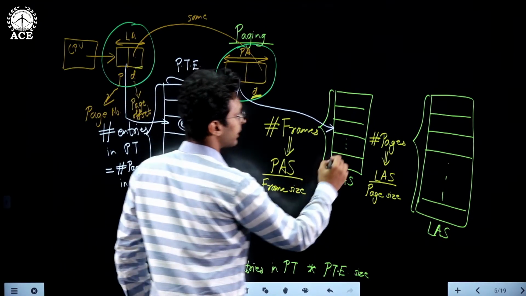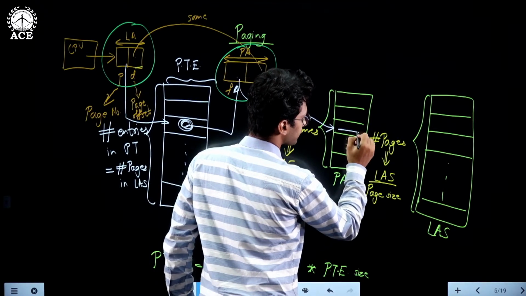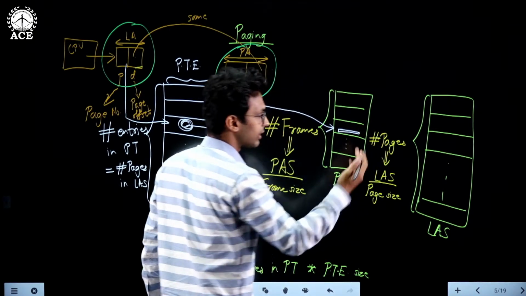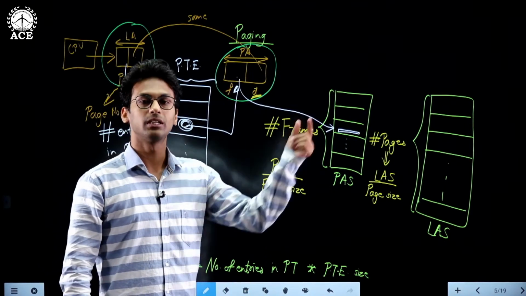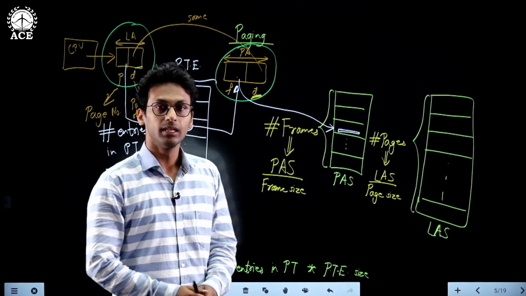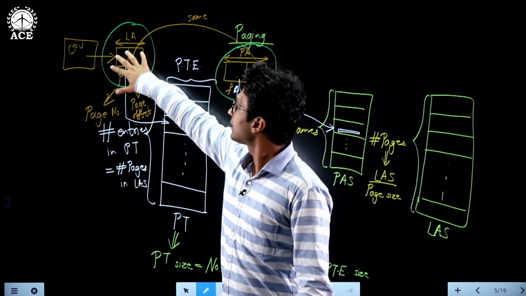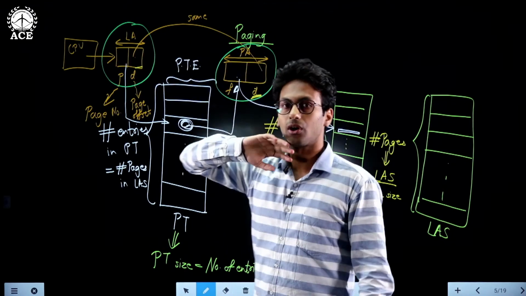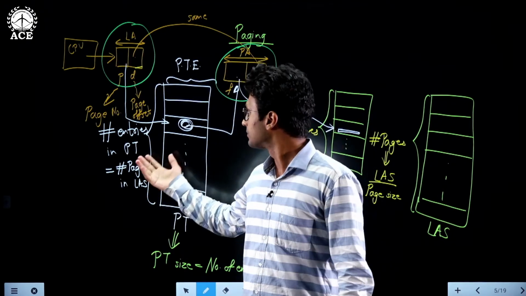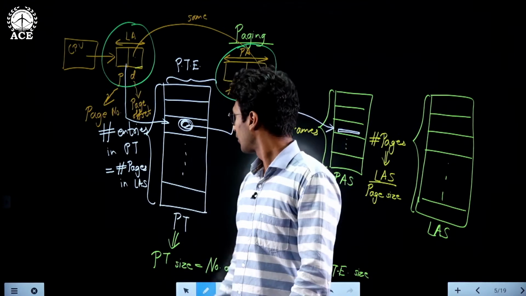Done. So we can access that particular word from a particular frame. The conversion of CPU generated logical address to physical address is called paging, and that's it about paging. There's no external fragmentation here.